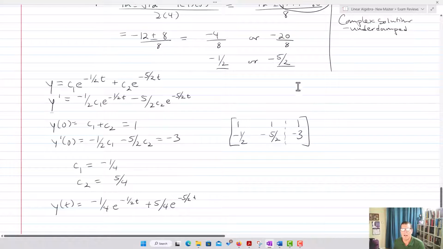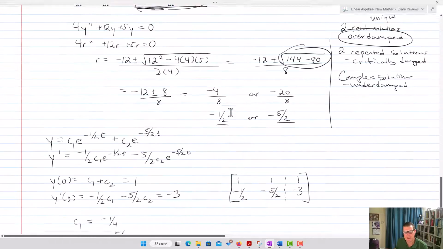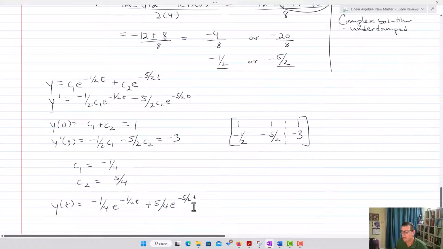So there you go. Essentially, answering the question, determining the motion is basically finding the equation that tells me where the position is at time t. Okay, and if you wanted to, you could go graph this. You could graph this one as well.